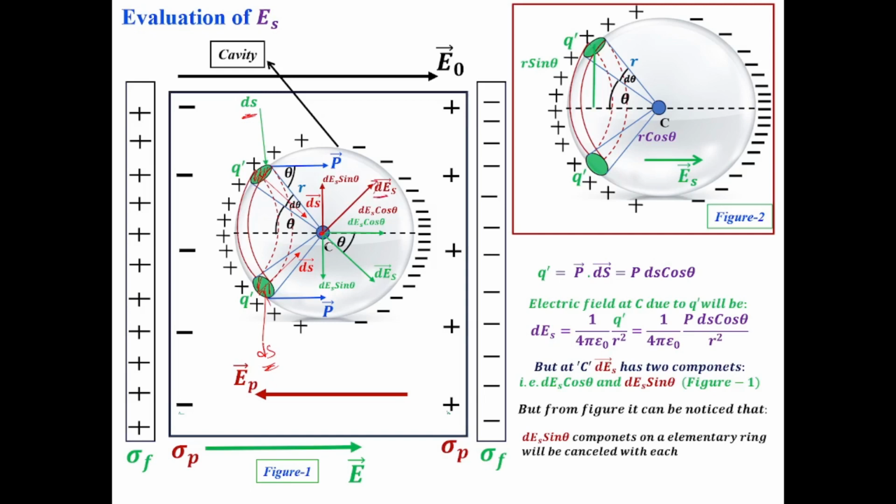If it is so, as we consider that this surface area is just opposite to this one, if this is theta, obviously this angle will be theta, and this angle also will be theta. So this dEs has two components: one dEs sin theta along the positive y-axis direction this way, and another dEs cos theta along the positive x-axis direction. I have clearly mentioned this in the figure.